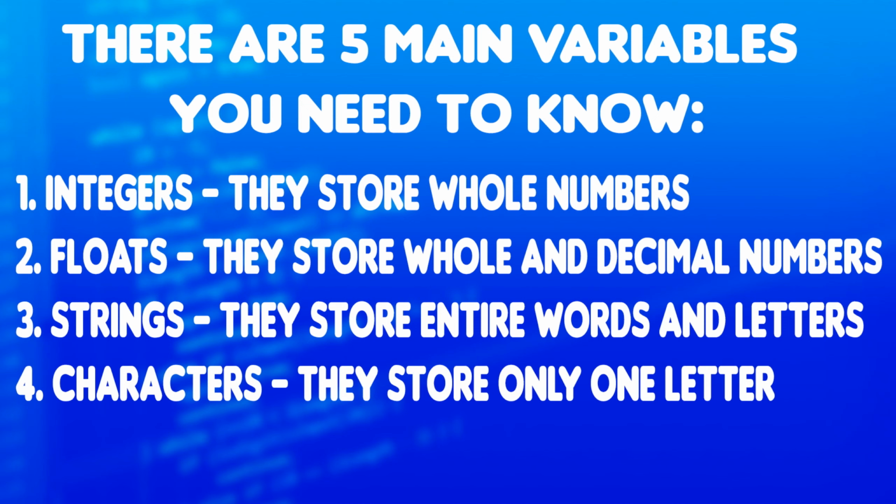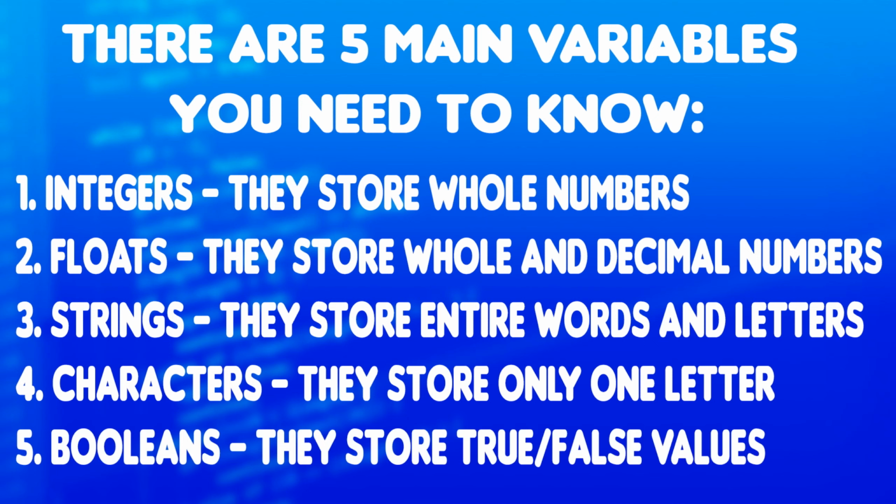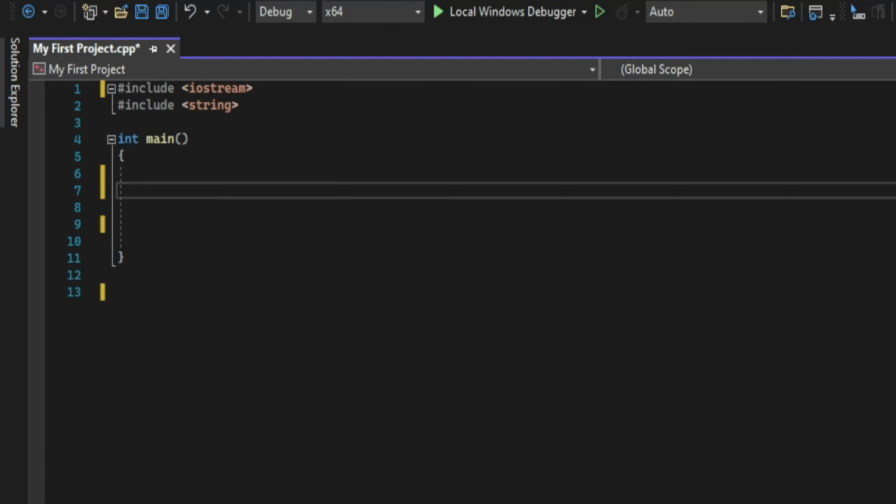The fourth one is characters. They can only store one letter or character. The fifth one is booleans. They can only store true or false values. Now that you know the 5 main different types of variables, you can now create your first variable.